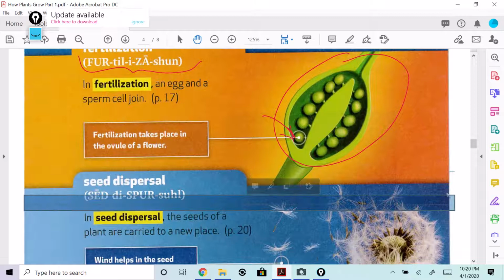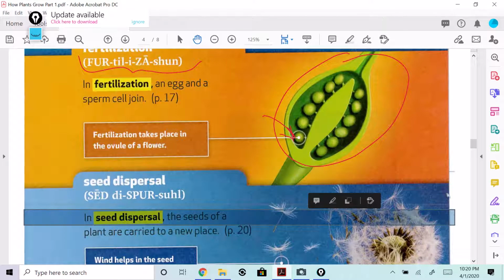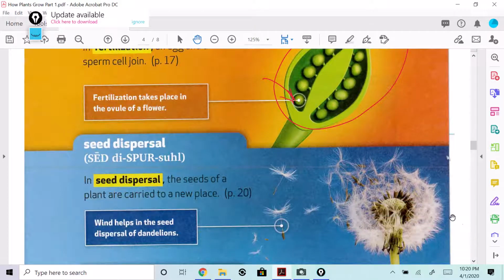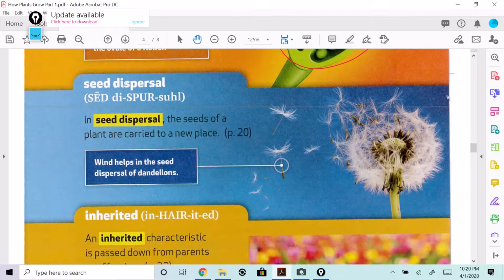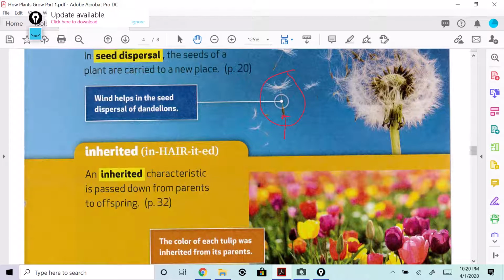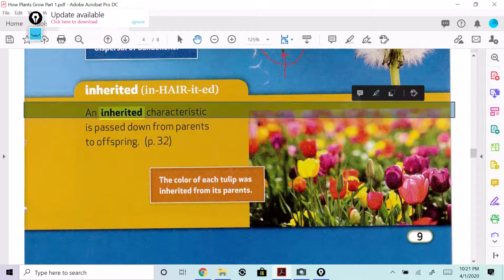Seed dispersal. What do you guys think that means? In seed dispersal, seeds of a plant are carried to a new place. Just like, oh, look, here's the little parachute right there. That's a dandelion, and on that dandelion is a seed. Isn't that cool? When the wind blows it, these little parachutes carry all the seeds across the land. That's pretty neat. Wind helps in the seed dispersal of dandelions.